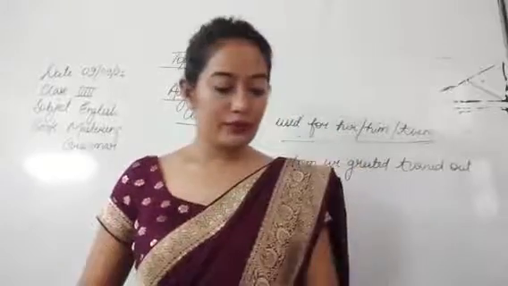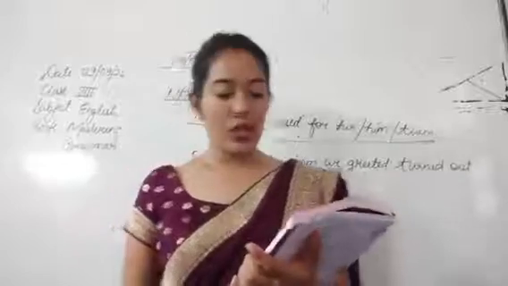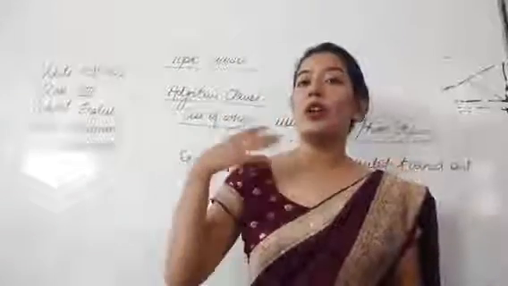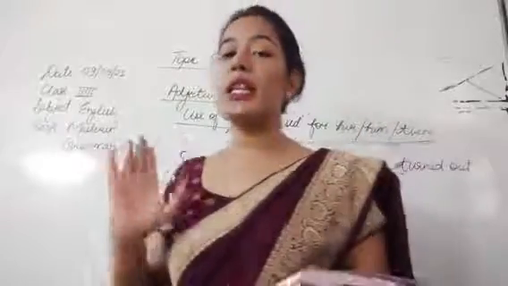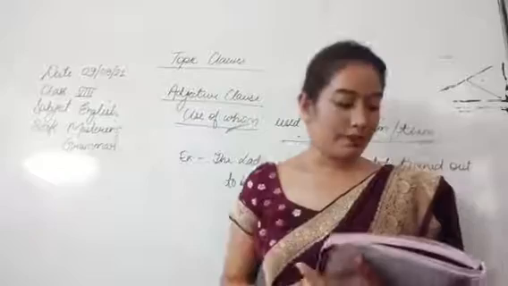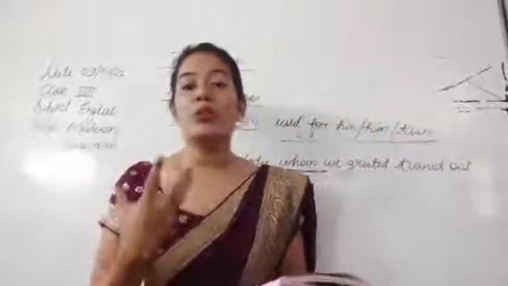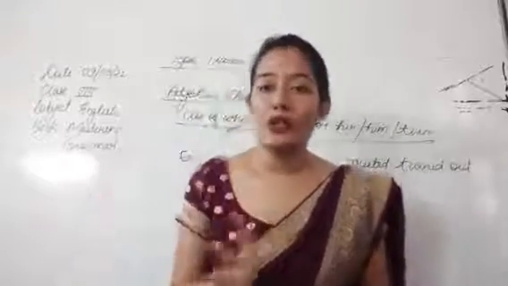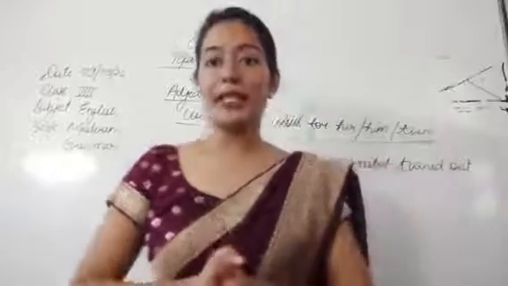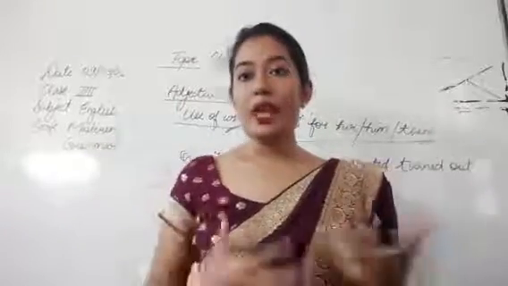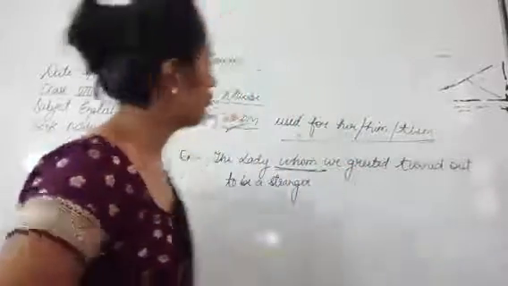Okay. For example, I visited a place where Mahatma Gandhi lived for a year. So you are talking about some place, a place where Mahatma Gandhi lived for a year. I saw a garden where tall trees grew. So you are talking about one particular garden. So you are talking about a particular place where tall trees grow. Am I clear? Okay, now let's move on to the exercise.